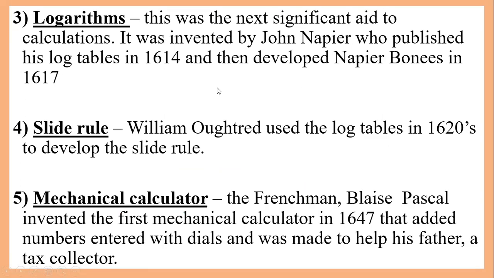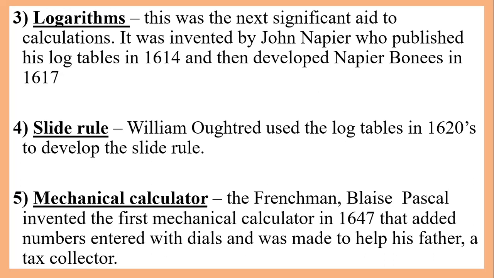From the abacus, we went to logarithms. This was the next significant step in calculations. It was invented by John Napier, who published his log tables in 1614, and then developed Napier's bones in 1617. Number 4, slide rule. The slide rule was developed by William Oughtred, and he used the log tables in the 1620s to develop the slide rule.